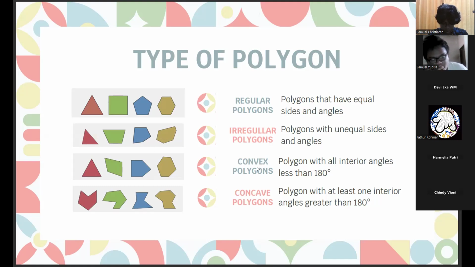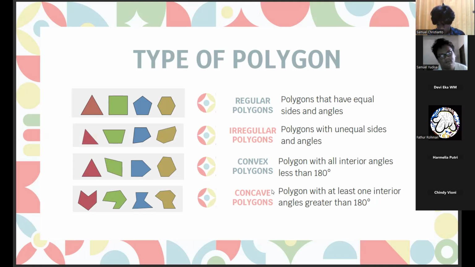The third type of polygon is the convex polygon. Convex polygons are polygons with all interior angles less than 180 degrees. This is the example. All these three angles are less than 180 degrees. This also does not have any reflex angles. All these shapes have either acute, right, or obtuse angles.